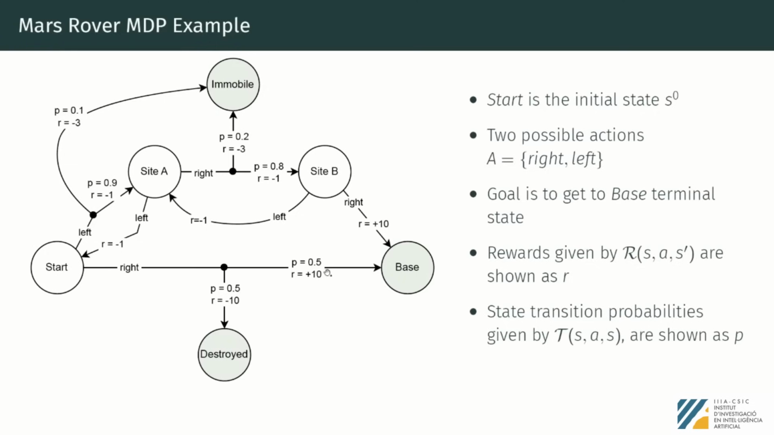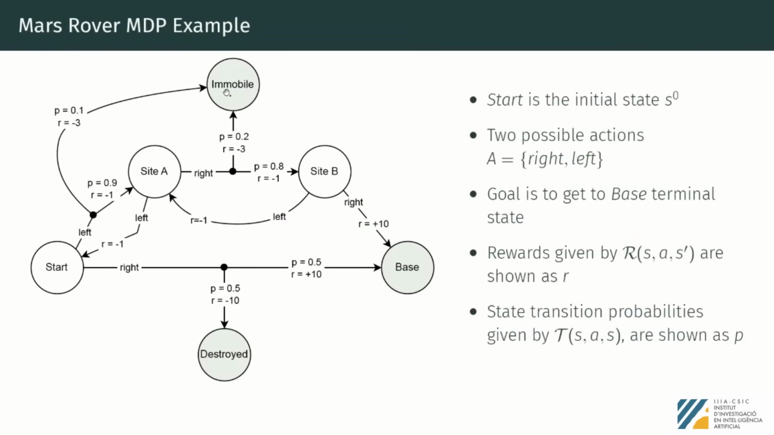Then there's a probability of 0.5 that you get to the base node, but the alternative is that you get destroyed. You fall down a cliff or something, right? Similarly, if you go left, there's a probability of 0.9 that you get to the side A, or there's a probability of 0.1 that you become immobile, like some kind of damage.